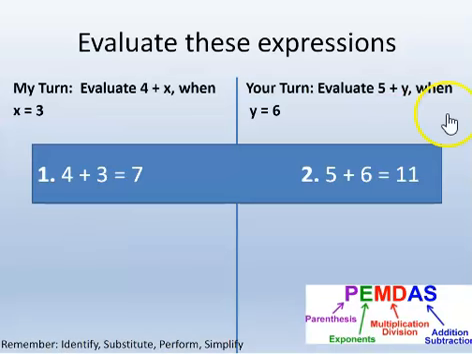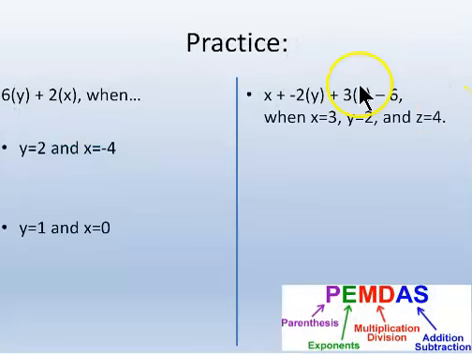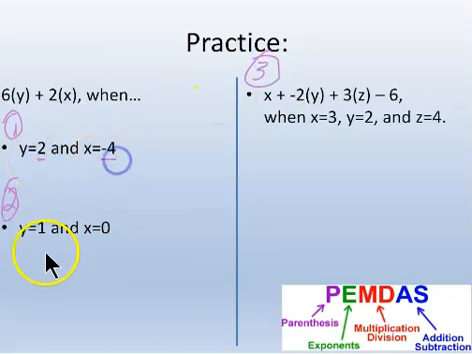There's your answer. These should be pretty easy. Okay, let's try another one. I want you to pause the video. This is the 1, this is 2, and this is 3. You're going to do it for y equals 2 and negative 4, and then again for y equals 1 and 0 for the same exact expression up here.